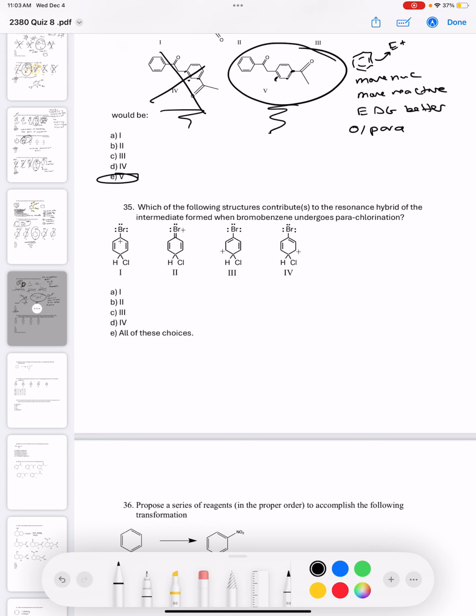Okay, next question. Which of these structures contributes to the resonance hybrid of the intermediate formed? So let's see. If we have bromobenzene, it is going to go through ortho, meta, para. So it would add here. The chlorine would add here. We'd have the bromine, and then the electrophile adds here.